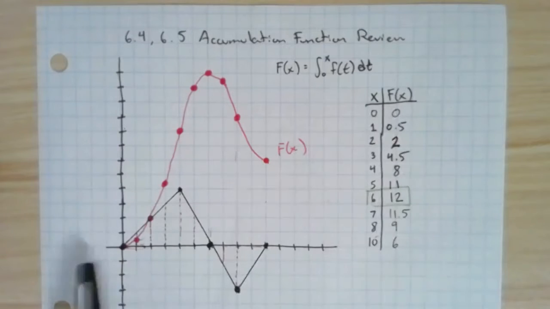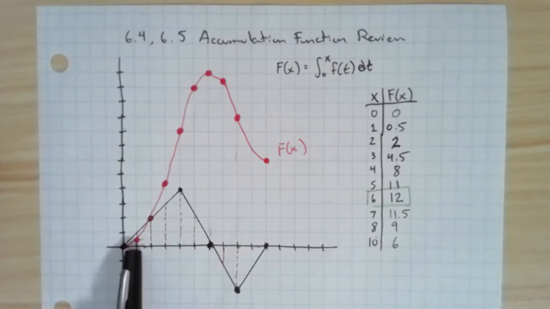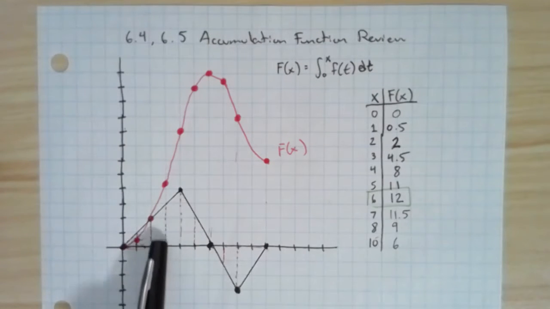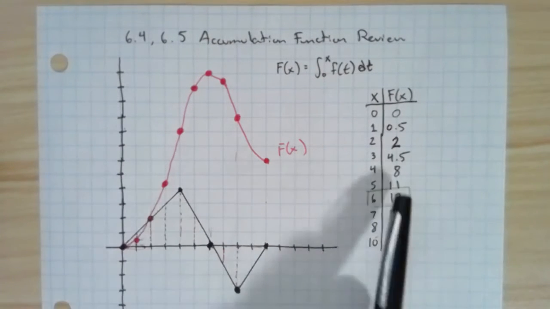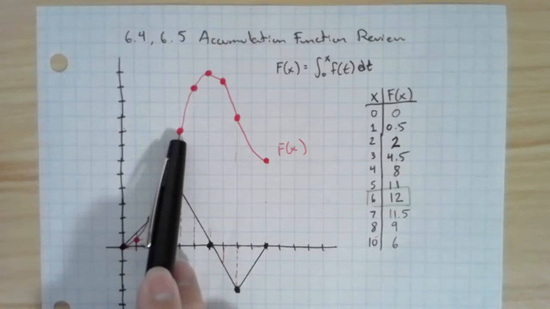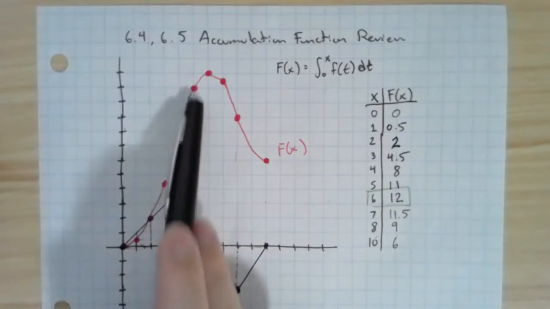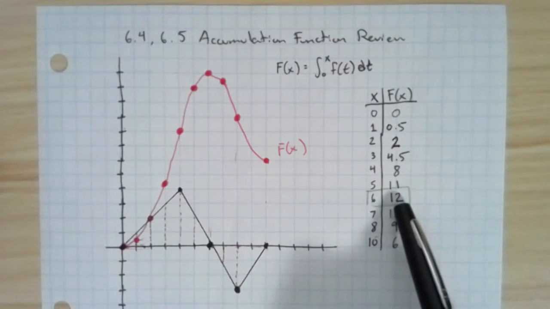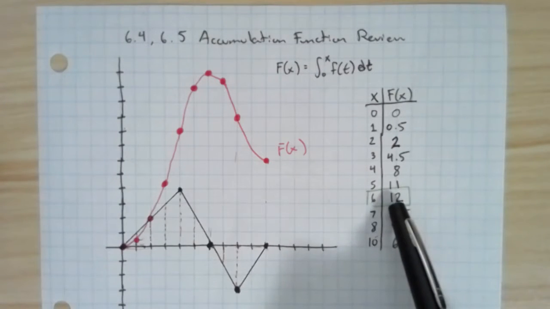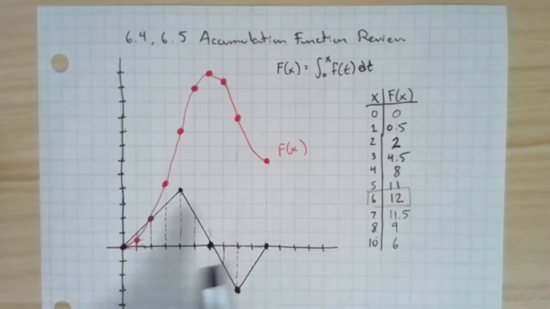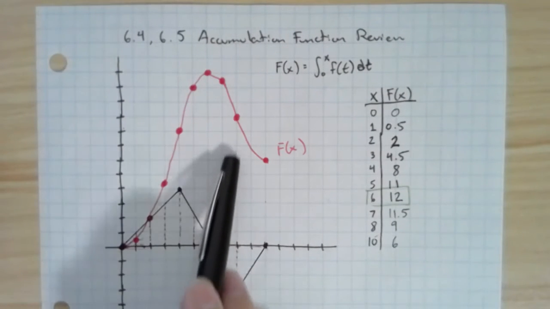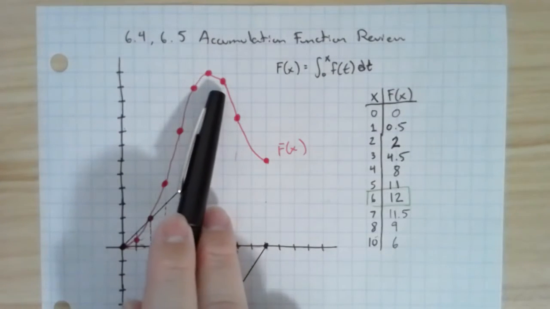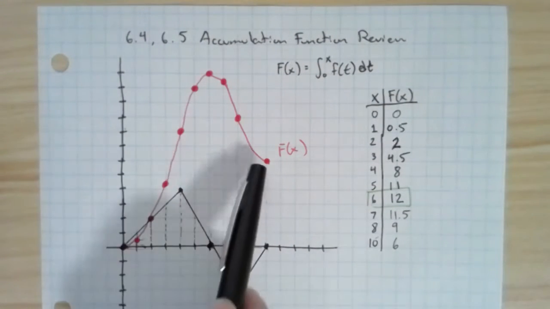Okay, you have 0, 0 right here, 1 comma 0.5 there, 3 comma 4.5 right there, 4 comma 8 right there, 5 comma 11, 6 comma 12. Notice that's the highest point of this graph, 6 comma 12, and starting at x equal to 7 right here, that's when the area started decreasing, right? 7 is 11.5, 8 is 9, and then 10 is 6.